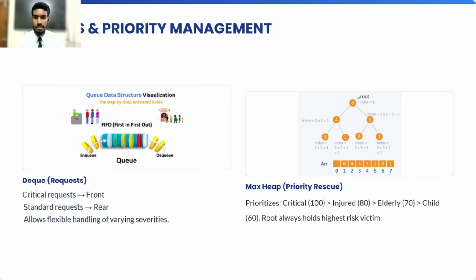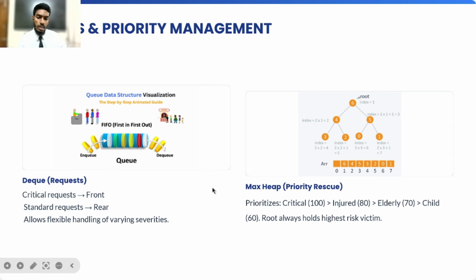Next, I will discuss the queues and priority management in our project. Mainly, a queue follows FIFO rules. FIFO means first in, first out. We use deque in emergency requests. If there are any critical requests, we add them to the front, and if there are any standard or normal requests, we add them to the rear. It allows flexible handling of varying severities.